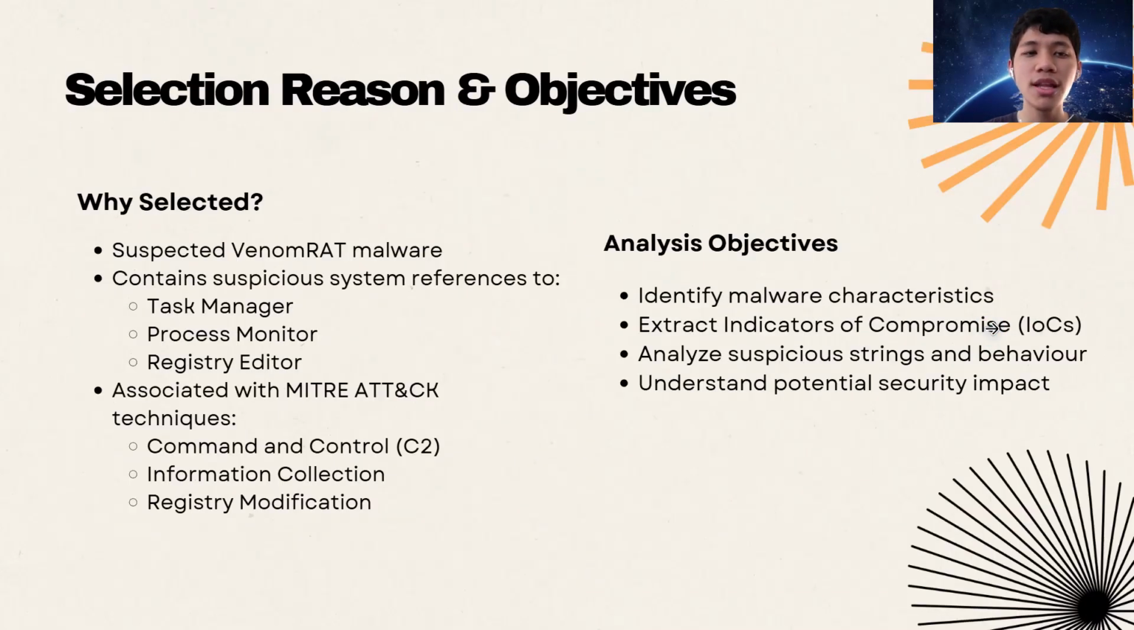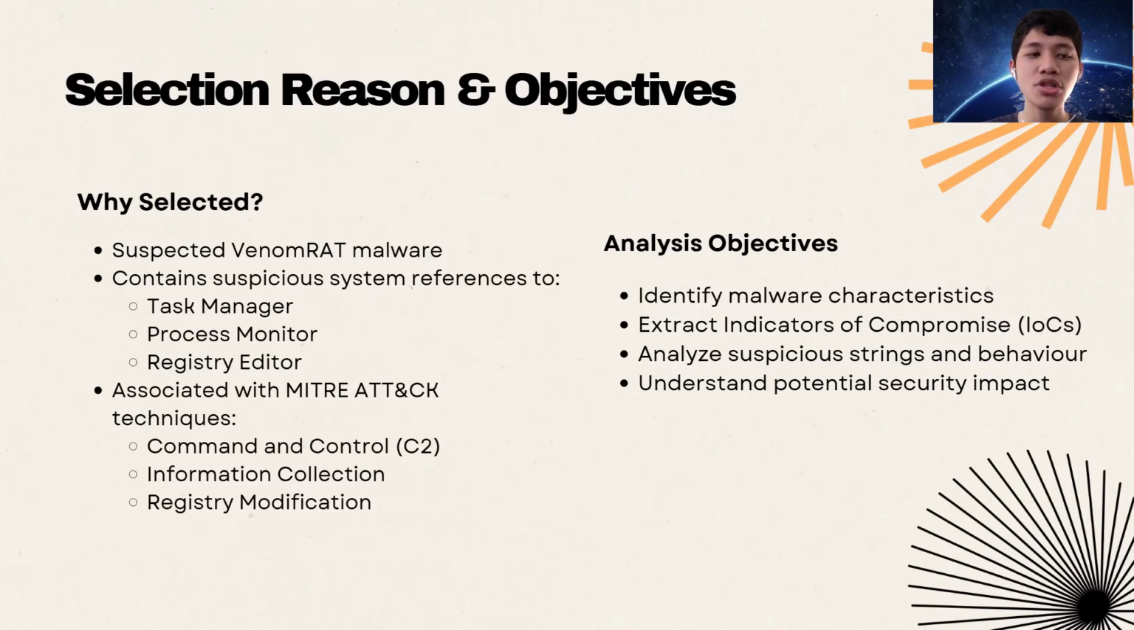Moving on to the reason why we selected this malware sample. First, it was selected because it showed characteristics associated with Venom Rat and contained several suspicious references to Windows system tools such as Task Manager, Process Monitor, and Registry Editor. This reference may indicate possible defense evasion or anti-analysis behavior.